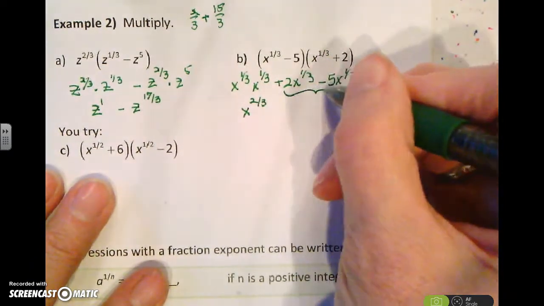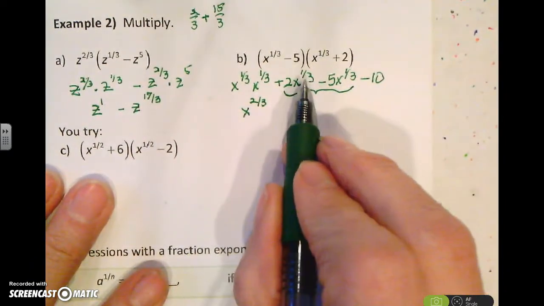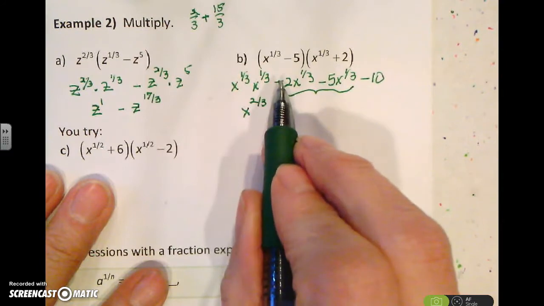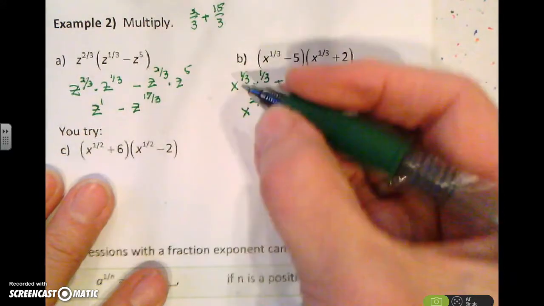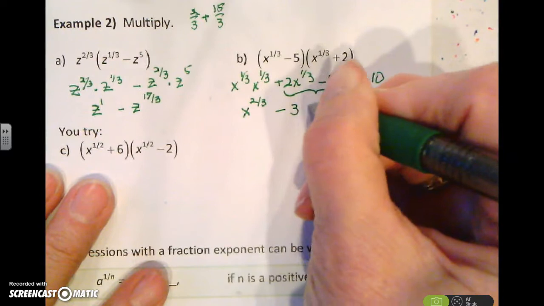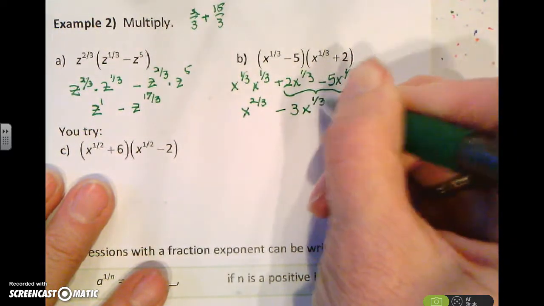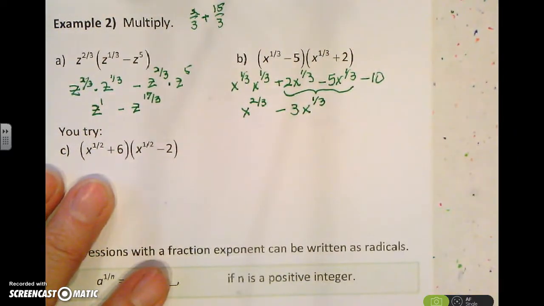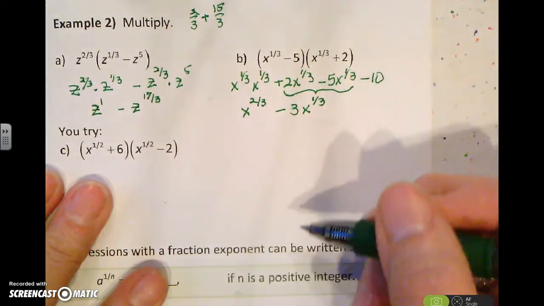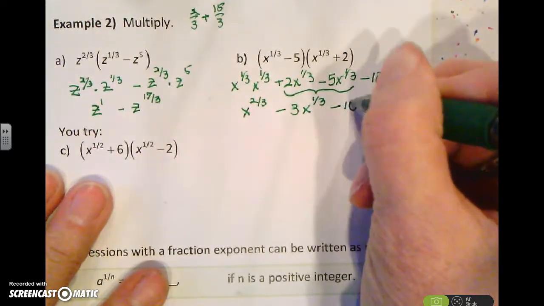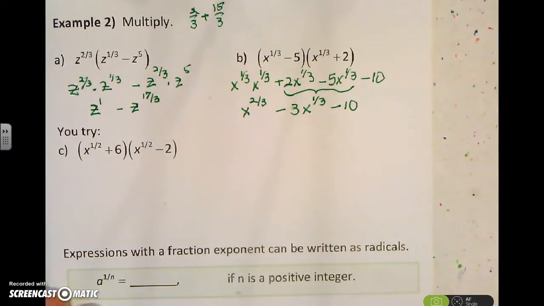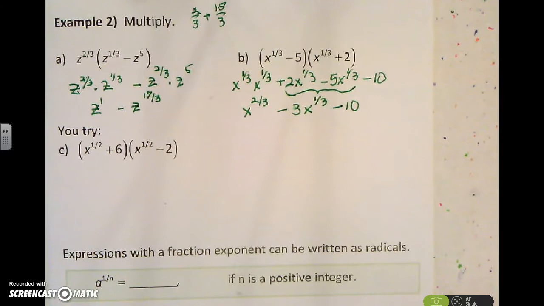I'm going to combine these. These are like terms. They both are x to the 1/3. So I can add the positive 2 and the negative 5 and get negative 3 x to the 1/3. Remember, Power Man says that when you're adding, you do nothing with those exponents. So that's why it stays the same there on the exponent. And then minus 10. And that's going to be my answer. So you give a try at C. And this will be the end of the video, so we'll pick back up on video 2.